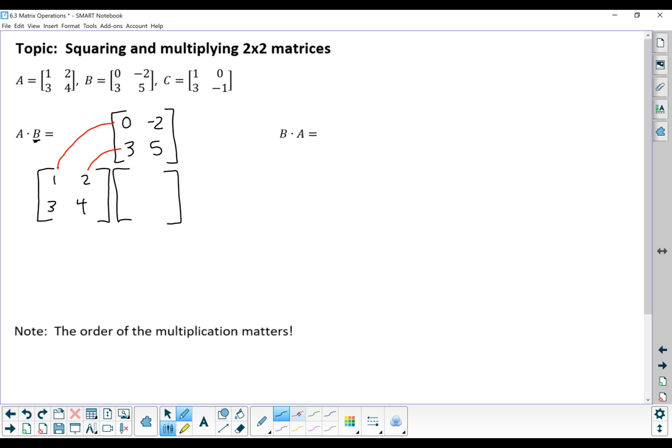So for that first element, 1 times 0, 2 times 3, that's going to be a 6. For our second element, 1 times negative 2, 2 times 5, that gives us 8.